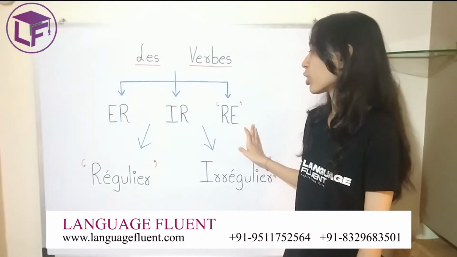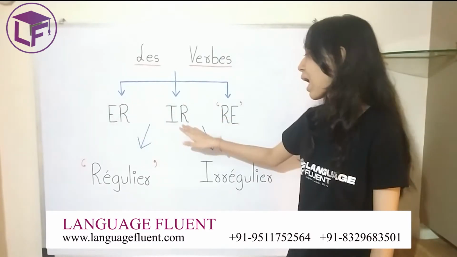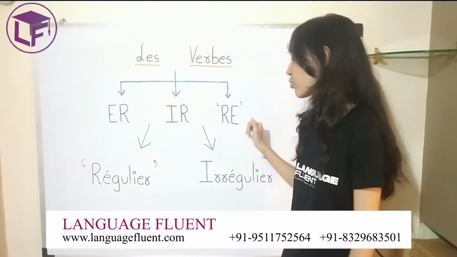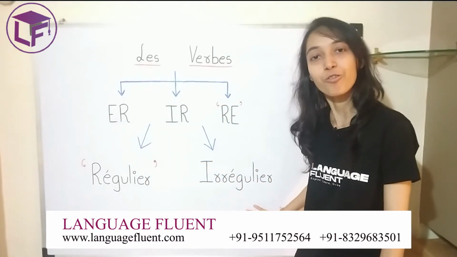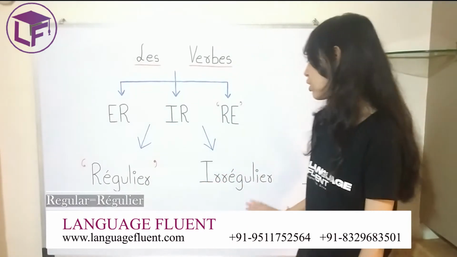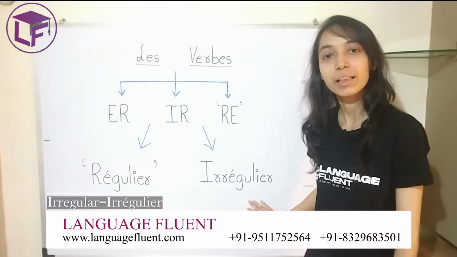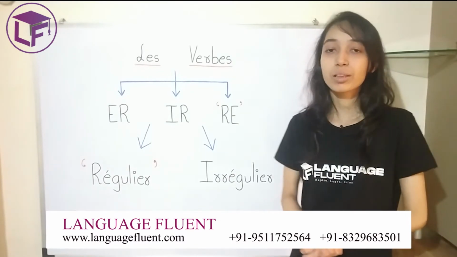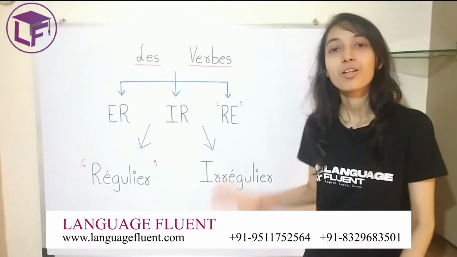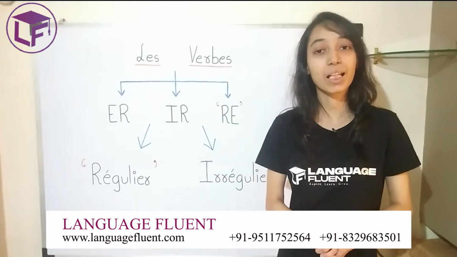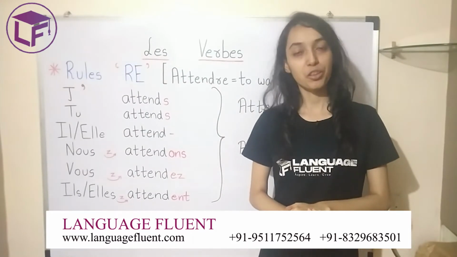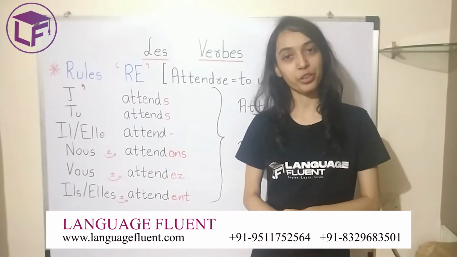Now in French, verbs end with either ER or IR or RE. Now these verbs are further divided into regular and irregular verbs. Regular are known as régulier, régulier. Irregular are known as irrégulier, irrégulier. So today we will be just focusing on the regular RE group of verbs. To know the basic conjugation of regular RE group of verbs, please watch this video till the end. Now let's look at the rules to conjugate regular RE group of verbs.